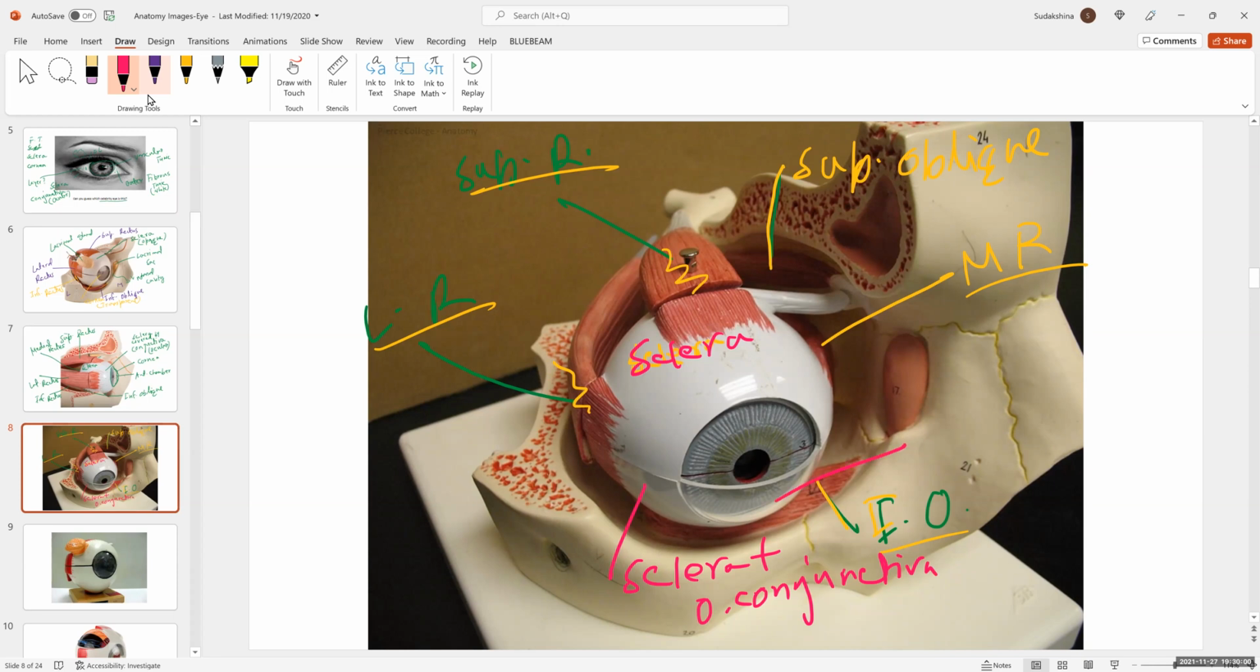Here, still the fibrous tunic: cornea, transparent cornea, opaque sclera. Anterior chamber, this space, not the layer. These are all layers I'm talking about. This space is the anterior chamber, which is filled with aqueous humor.